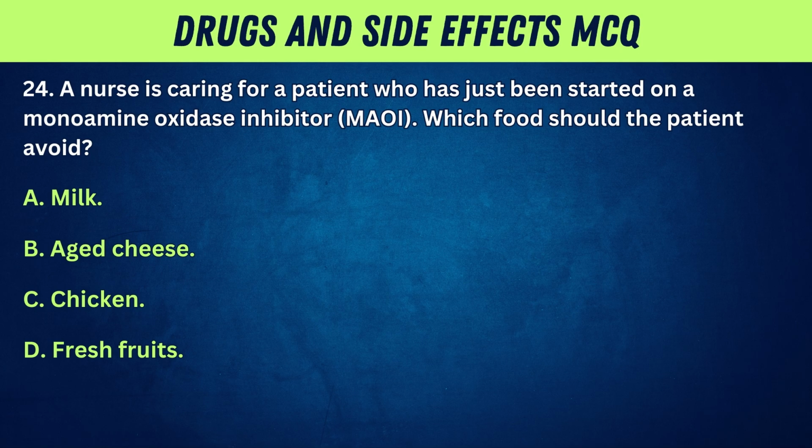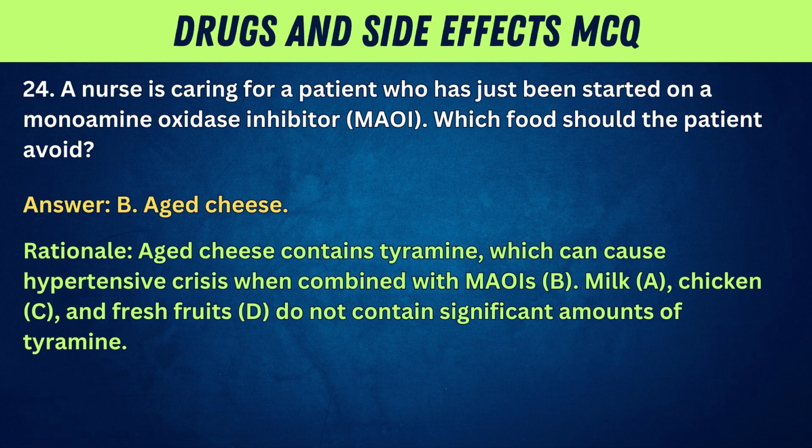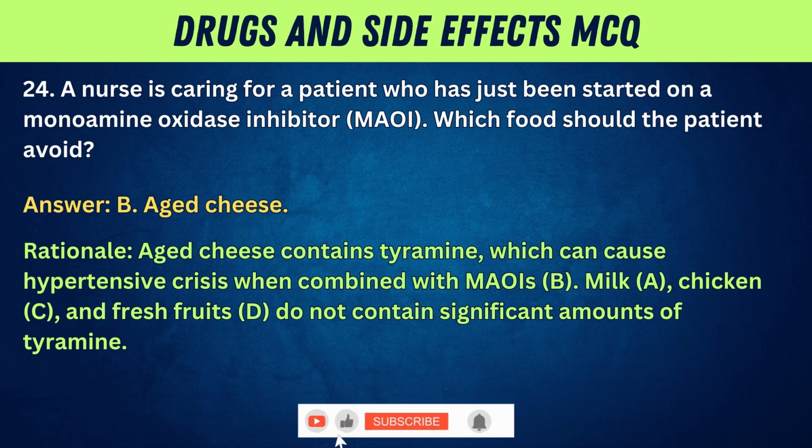24. A nurse is caring for a patient who has just been started on a monoamine oxidase inhibitor, MAOI. Which food should the patient avoid? A. Milk. B. Aged cheese. C. Chicken. D. Fresh fruits. Answer: B. Aged cheese. Rationale: aged cheese contains tyramine, which can cause hypertensive crisis when combined with MAOIs. Milk, A, chicken, C, and fresh fruits, D, do not contain significant amounts of tyramine.